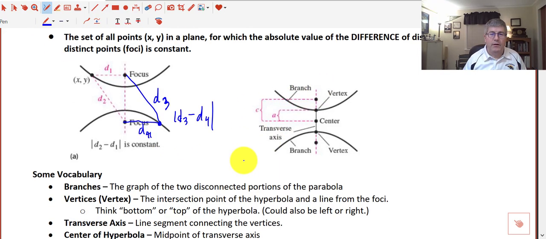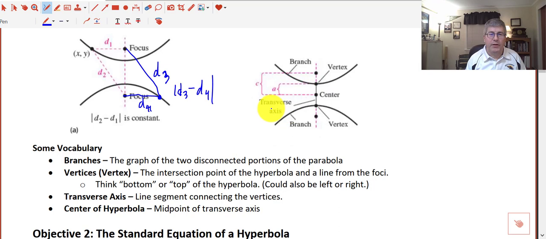We've got some vocabulary. We'll connect that vocabulary to the diagram here on the right. The branches of the hyperbola are the graph of the two disconnected portions of the hyperbola. The vertices, or the vertex, is the intersection point of the hyperbola and a line from the foci. So think the top or bottom of the branches. Now this hyperbola opens up and down. They can also open to the left and to the right.